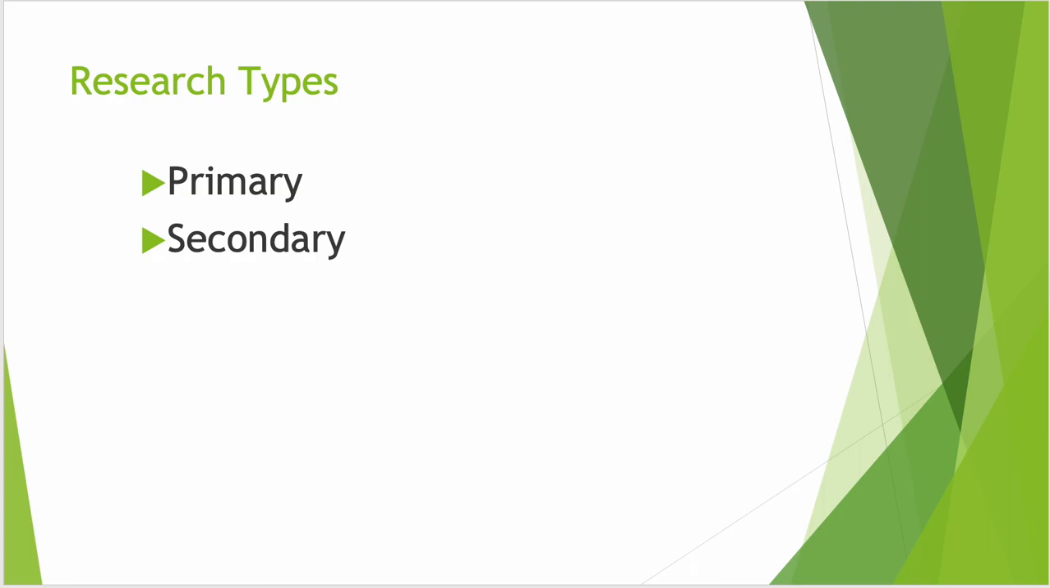So a lot of times it boils down to how accurate or how specific the information has to be, because primary is going to be more expensive but more specific. Secondary is going to be less expensive but more general, so you're going to have to interpret it more. So those are the two general types of research.